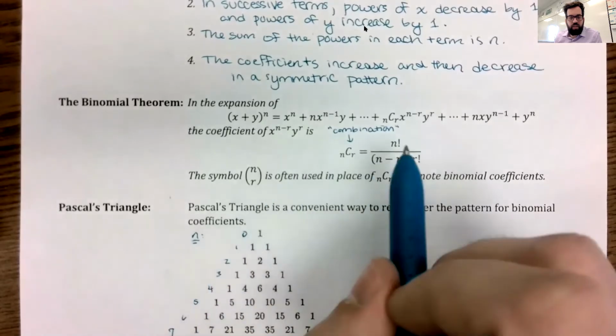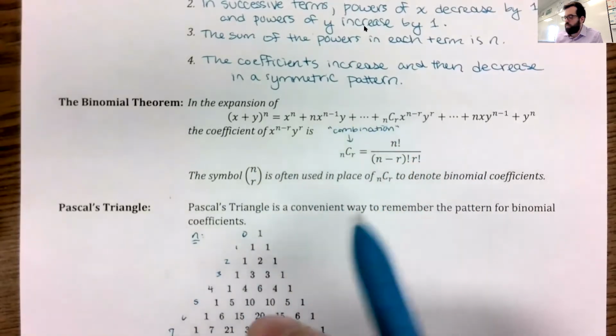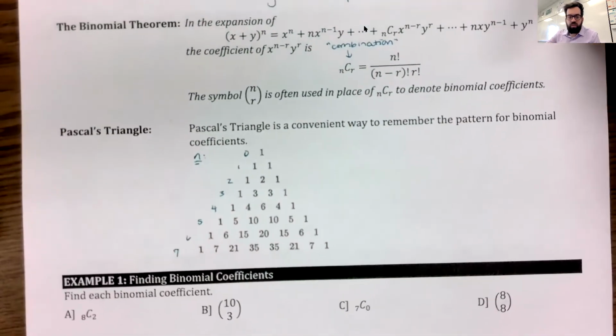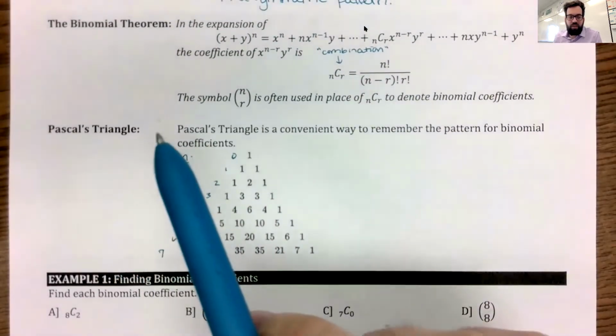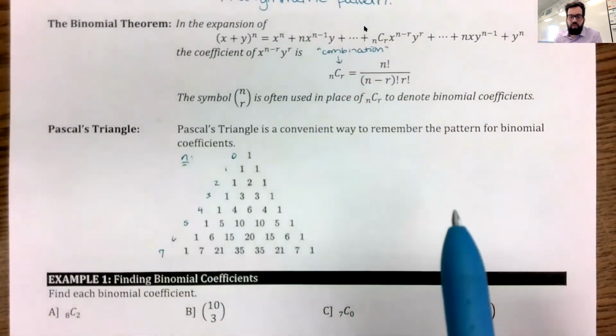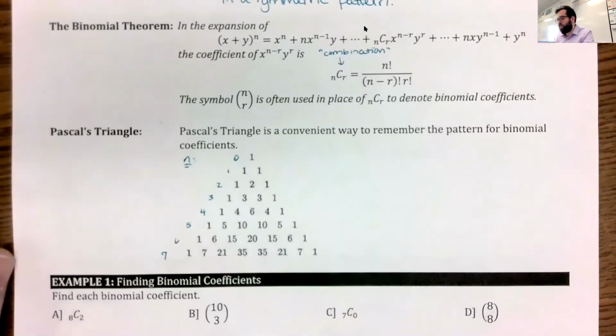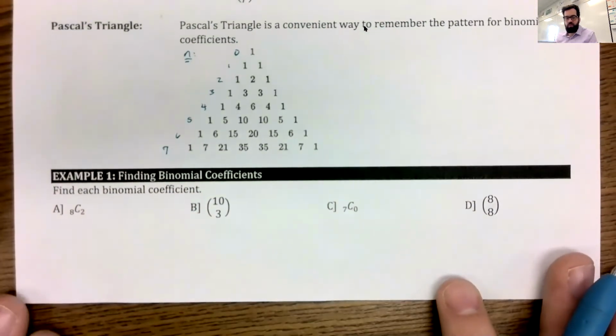And in general, it's kind of like the term that you're on almost, but we'll get to that. We're also going to be using something called Pascal's triangle to help us remember the pattern. We'll get to that. I've kind of gone over a lot already, so let's just try example 1 first.